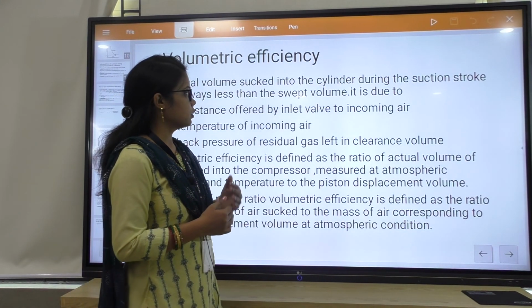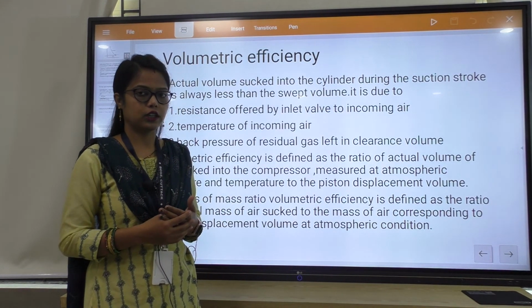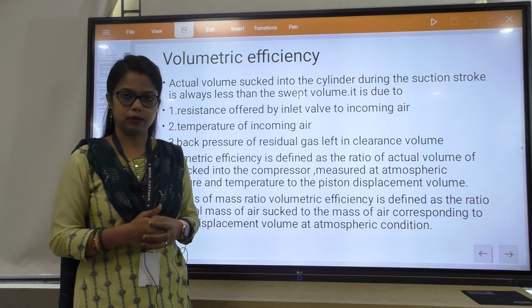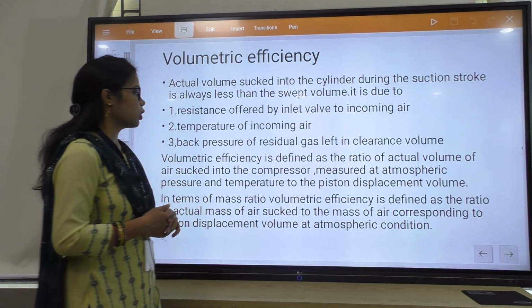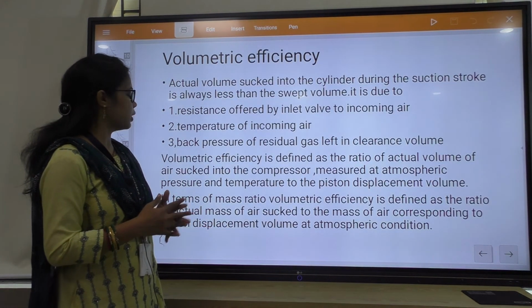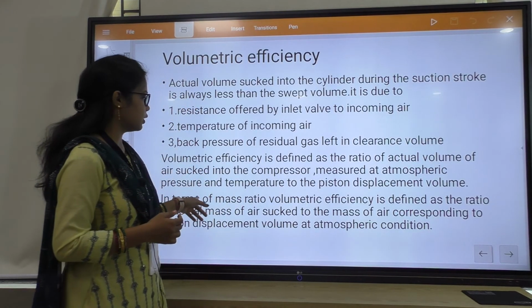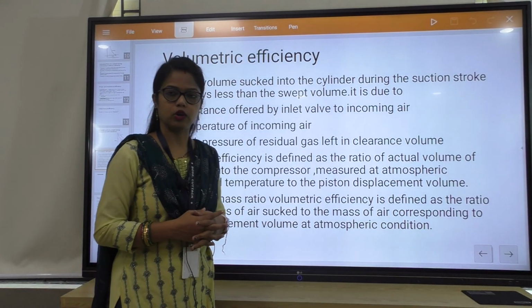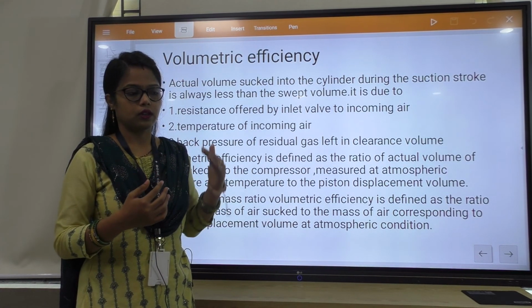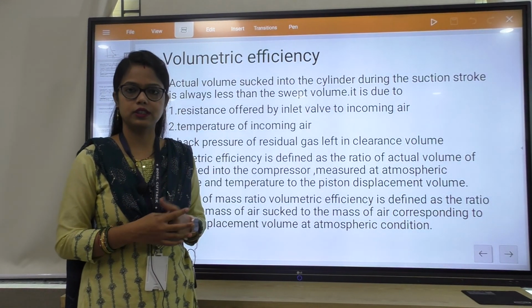So that back pressure reduces the effective stroke volume. That's why the amount of air entering the cylinder is always less than the theoretical value, that is the piston displacement volume. And what is the volumetric efficiency? It is defined as the ratio of the actual volume of air sucked into the compressor, measured at atmospheric pressure and temperature, to the piston displacement volume. The piston displacement volume is the swept volume, the volume created by the piston when it moves from TDC to BDC.